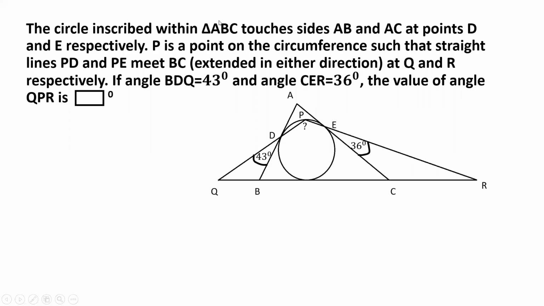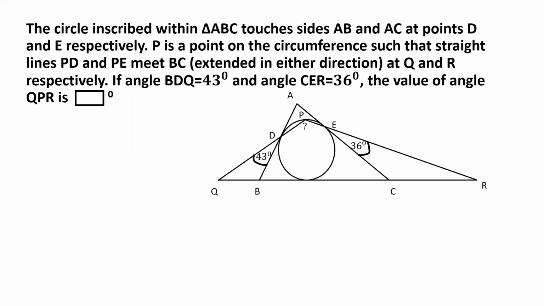The circle inscribed within triangle ABC touches sides AB and AC at points D and E respectively. P is a point on the circumference such that straight lines PD and PE meet BC extended in either direction at Q and R respectively. If angle BDQ is equal to 43 degrees and angle CER is equal to 36 degrees, we have to find the value of angle QPR in degrees.